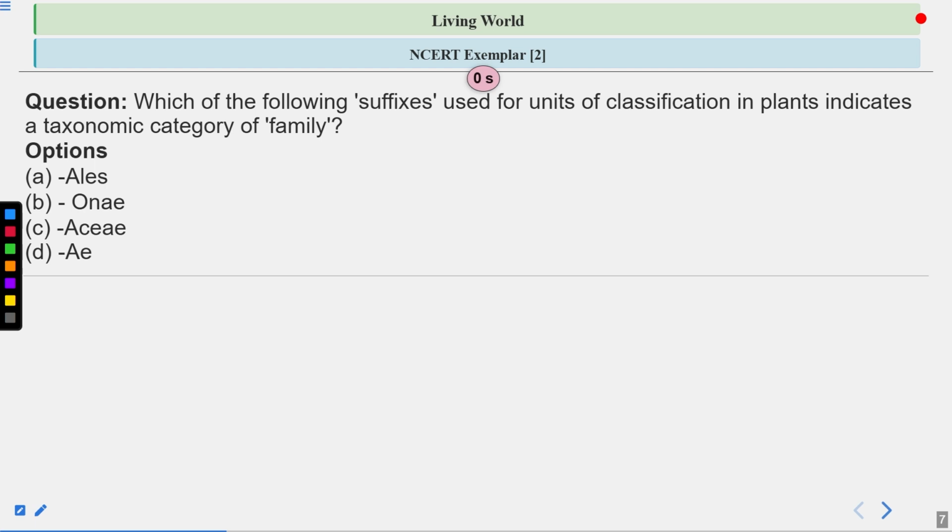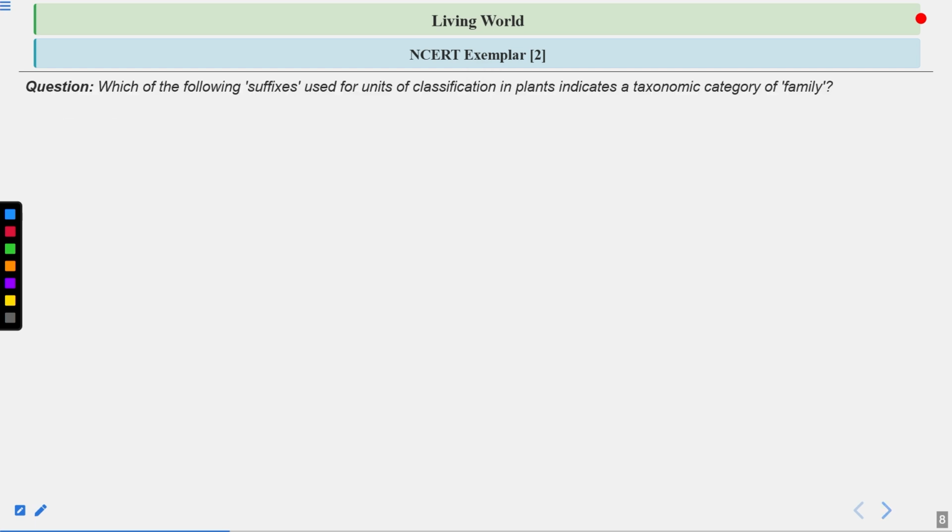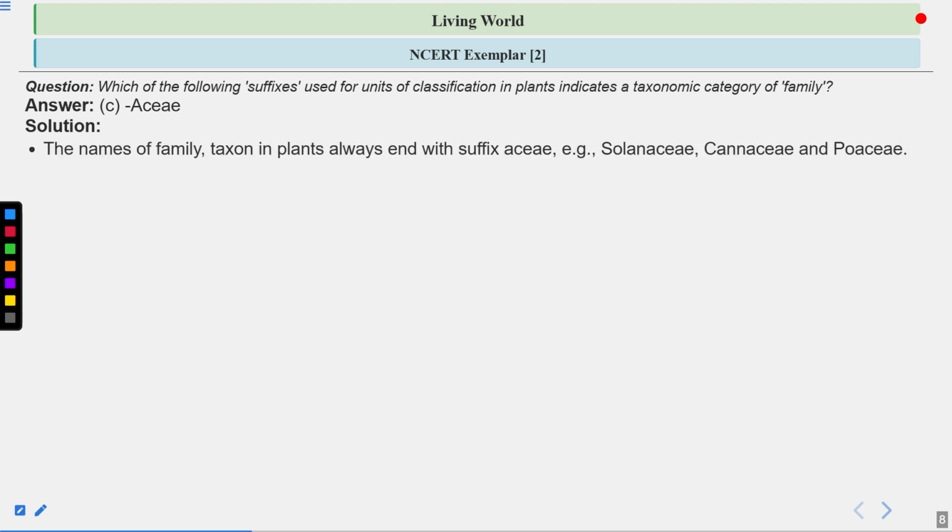Let's have a look at the answer for this question. Okay, the correct answer is option C, aceae. Let's have a look at the explanation. Now, names of the family. Family is a taxon. Family in case of plants always ends with the suffix aceae. For example, Solanaceae, Canaceae, and Poaceae. So you can see the suffix aceae is being used here. So names of the family end with the suffix aceae.